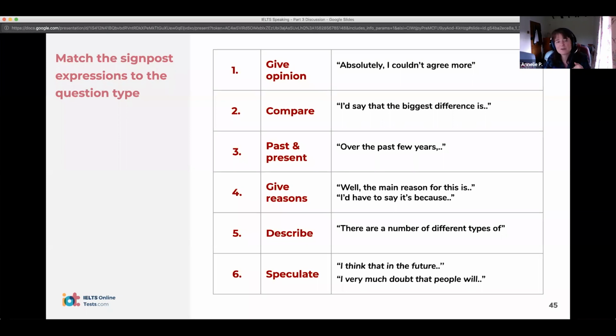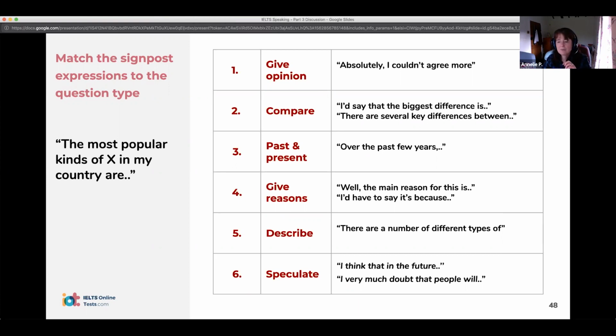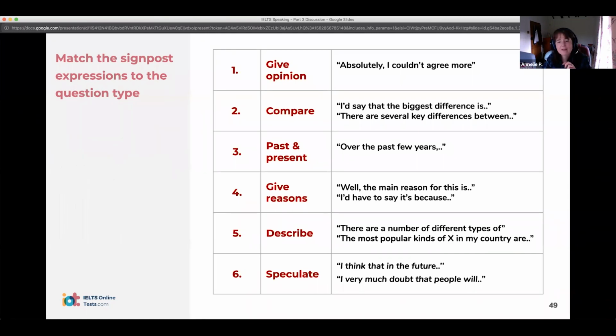Again, those of you who put 1, that would be, it's partly an opinion as well. Several key differences. Yes, very much a comparison. Most popular kinds of something or other. That's a straightforward description. And then we've got another time phrase. Good, so we're looking at the trends over time. And then finally, I agree to a certain extent.